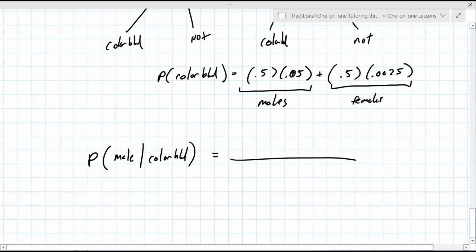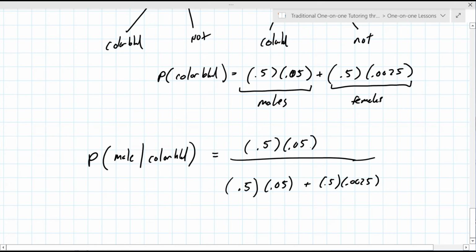So on the bottom, we obviously want the total. We want all the possible males that are colorblind as well as the females. But then up top, the only ones we care about are this male group. And this is very common in these types of problems, these conditionals, where you just grab one of the terms from the bottom and that goes in your numerator. So you can calculate these values individually. Let's say we wanted the probability that it was female given colorblind. Well, we would be using the female in the numerator instead of male.